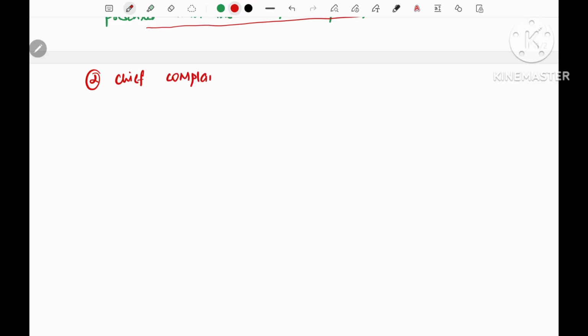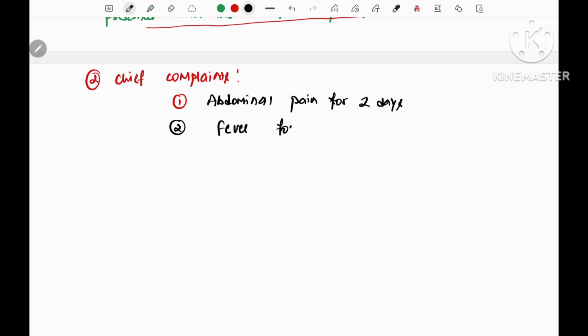We write chief complaints in chronological order. Like if the patient is presenting to the OPD with abdominal pain for 2 days and fever for 3 days. Is this pattern correct in the chronological form?